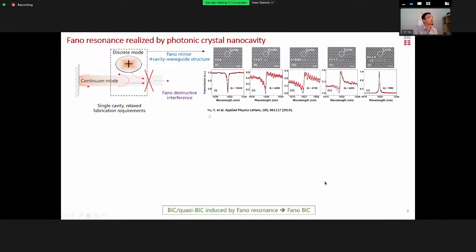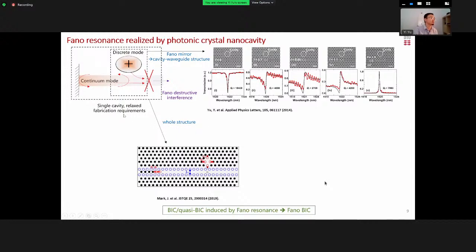And then if we move to the whole structure, that is the laser structure, we can simply realize this by blocking the left part of the waveguide with air holes. It looks very simple, but there is something non-trivial: the phase of the distance between the left and right mirrors has to be carefully chosen so that phase matching can be achieved at the nano cavity resonance.